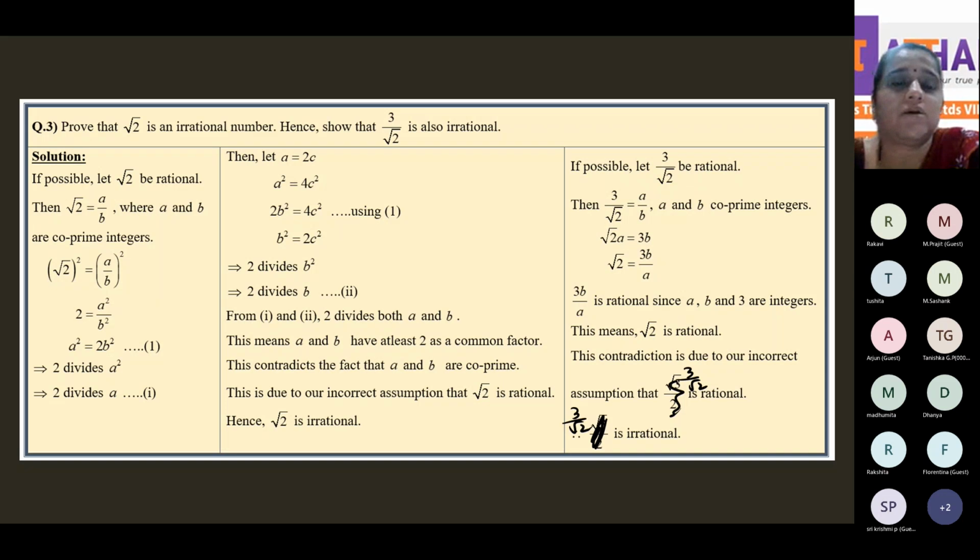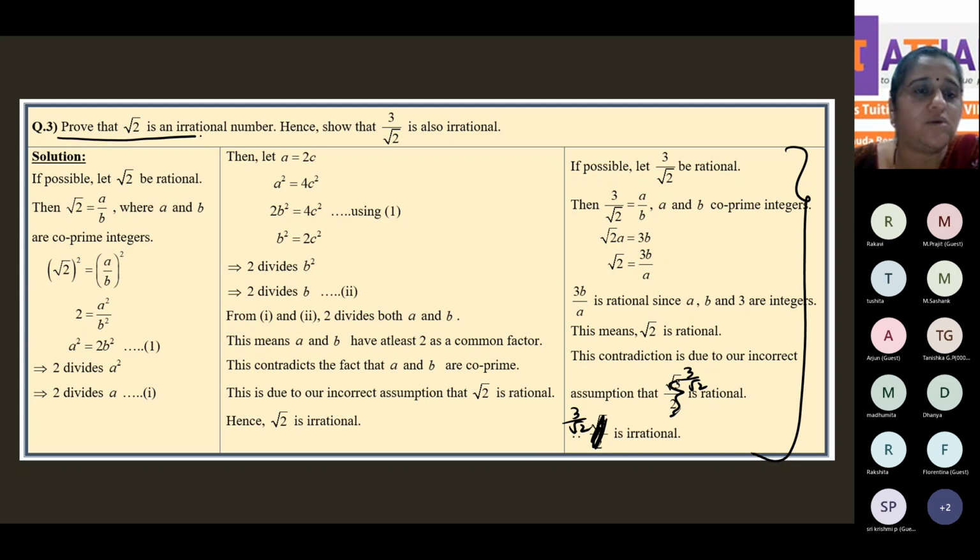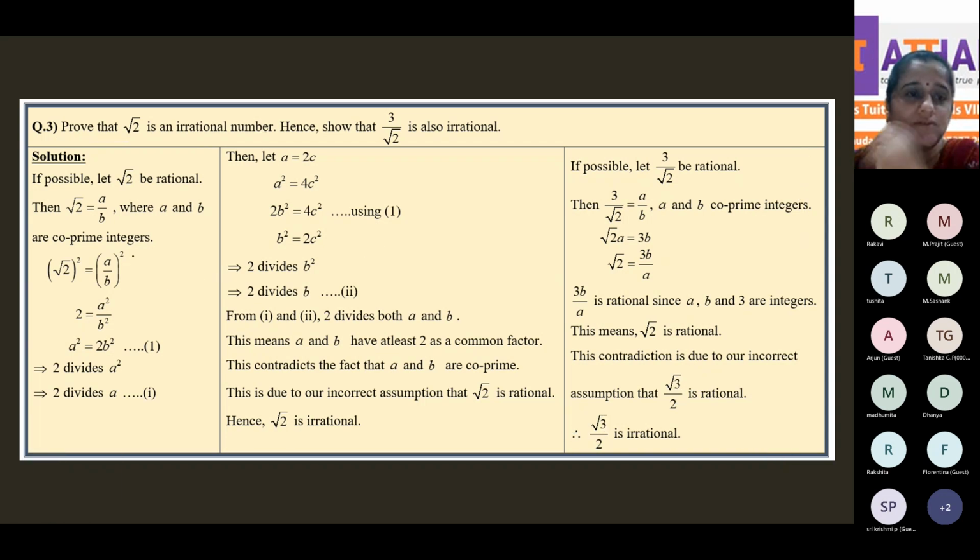Very good. Now, we need to read the question carefully. If the question is just to show that 3 by root 2 is irrational, then this is enough. If you're asked to prove that root 2 is an irrational number, then you have to do this and this. If the question is only show that 3 by root 2 is irrational, then do only this. Only if you're asked to prove that root 2 is irrational, you'll have to work these two.